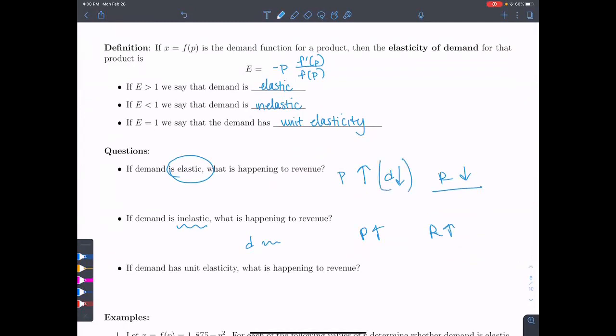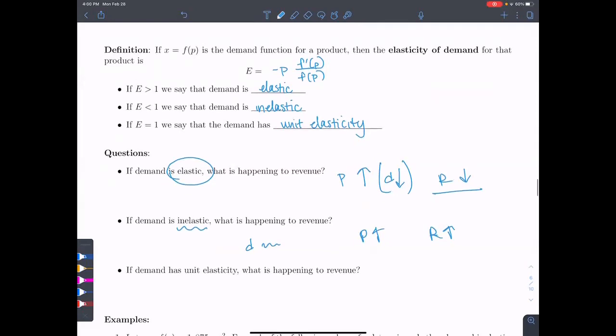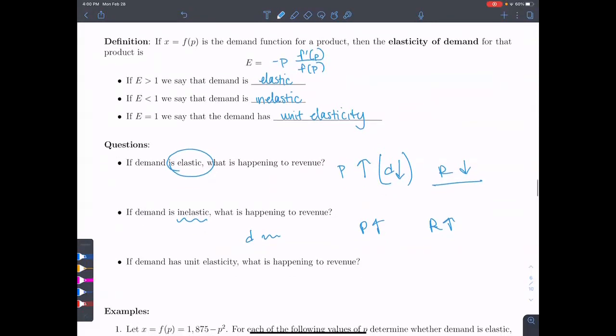This is sort of the parenthetical thing here. So if the demand is elastic, that means the demand is changing a lot, which means as price increases, the demand is going to decrease, which means revenue will decrease. If the demand is inelastic, that means the demand is not changing, which would mean as you increase the price, then the revenue also increases.